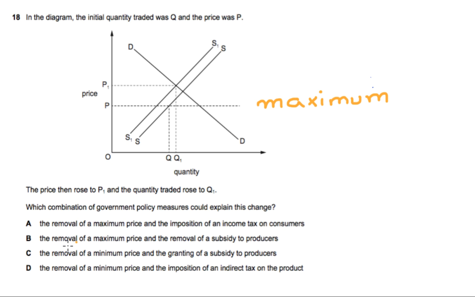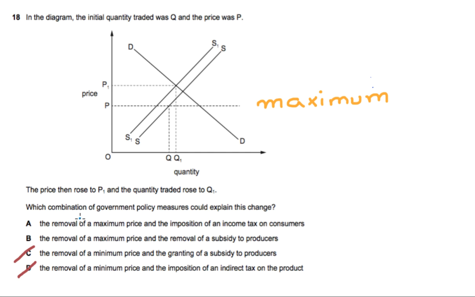All right. So the options C and D, which talk about minimum prices, we can rule out these options because we know that this is a maximum price and not a minimum price. And so options C and D are both incorrect. And by the process of elimination, we have removed these options. Now let's look at option A and option B.